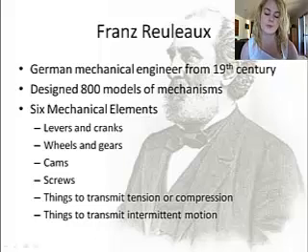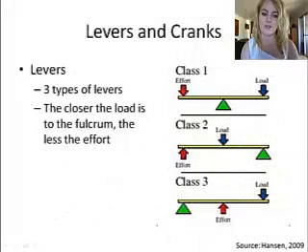These elements include levers and cranks, wheels and gears, cams, screws, things to transmit tension or compression, and things that transmit intermittent motion. Now, the lever is one of the basic machines of science.